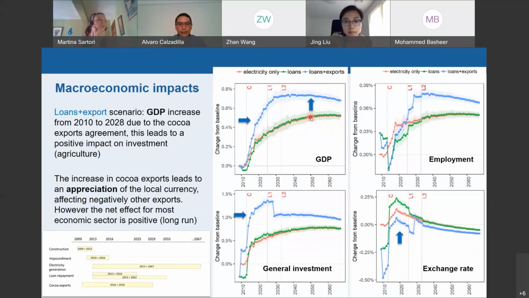In the loan export scenario, here we can see that the export of cocoa to China generates a huge increase in GDP in the period 2010 to 2018, mainly because of this cocoa exports agreement. And also this leads to an increase in the investment. The cocoa export also leads to an appreciation of the local currency, affecting negatively other exports. However, the net effect for most economic sectors is still positive in the long run, and this is why we can see a positive impact on GDP.